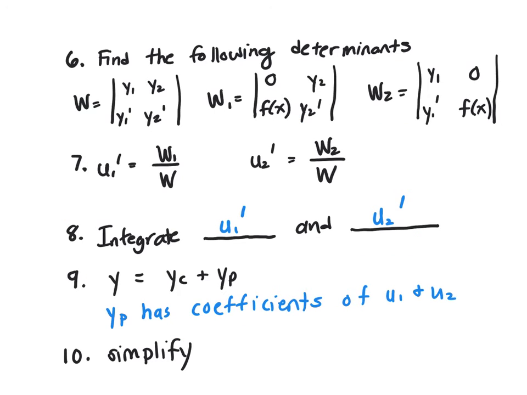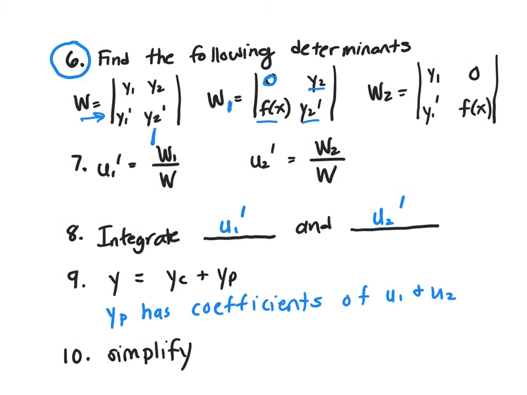Okay, you're going to find determinants, 2 by 2 determinants. W will be y sub 1 and y sub 2. That's what we just talked about. The second row of this determinant will be y sub 1 prime, y sub 2 prime. Now look at what W sub 1 is. In the first column, you're going to have a 0 there. f of x will be the non-homogeneous part of the equation. It will be the right-hand side of the equation. And then your second column will just be y sub 2 and y sub 2 prime.